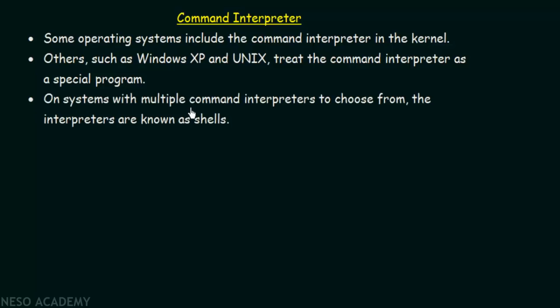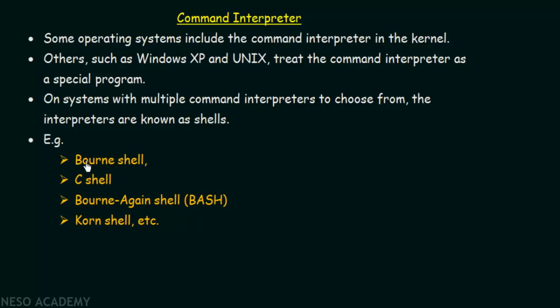Now, on some systems with multiple command interpreters to choose from, the interpreters are known as shells. On some systems, you may have multiple command interpreters from which you can choose, and the interpreters are known as shells. For example, you have the Bourne shell, the C shell, or the Bourne Again shell, also known as Bash. You must have come across this, BASH, which stands for the Bourne Again shell, and the Korn shell, etc. So these are some of the examples of shells that you have.